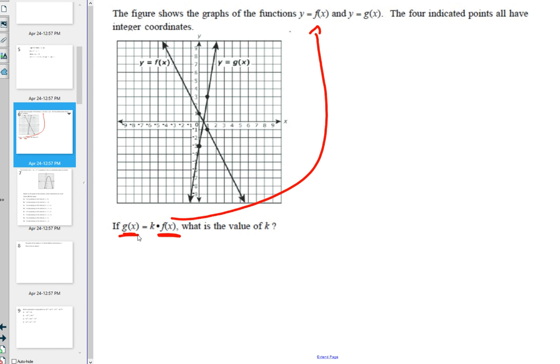Well, let's look at the y's. This y here is at -1. This one here is at 3. This one, this y is at -3. This one here is at 1. So the ones that were on f of x, that's what's getting multiplied. So this 1 is turning into -3, and this -1 is turning into 3. What would I have to multiply? Either one, it doesn't matter. What do I have to multiply 1 by to get -3, or multiply -1 by to get +3?